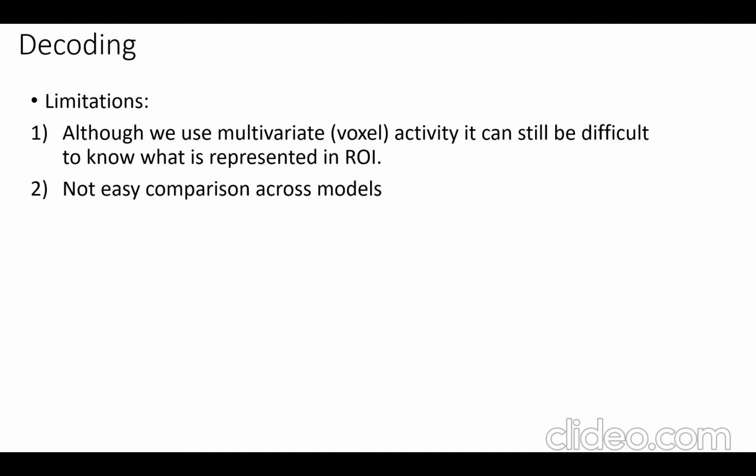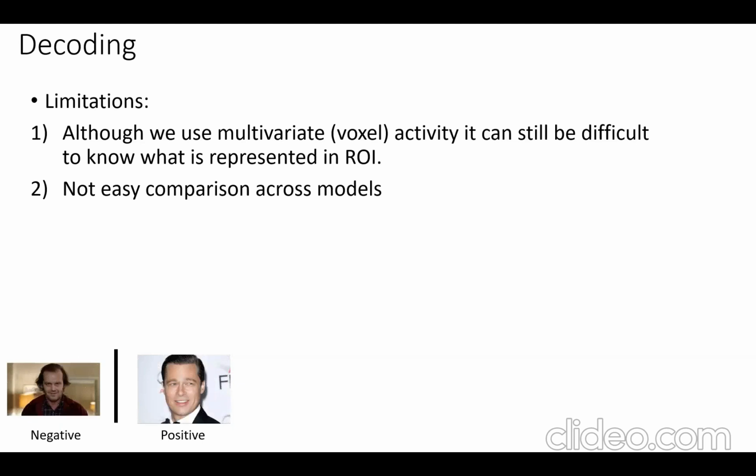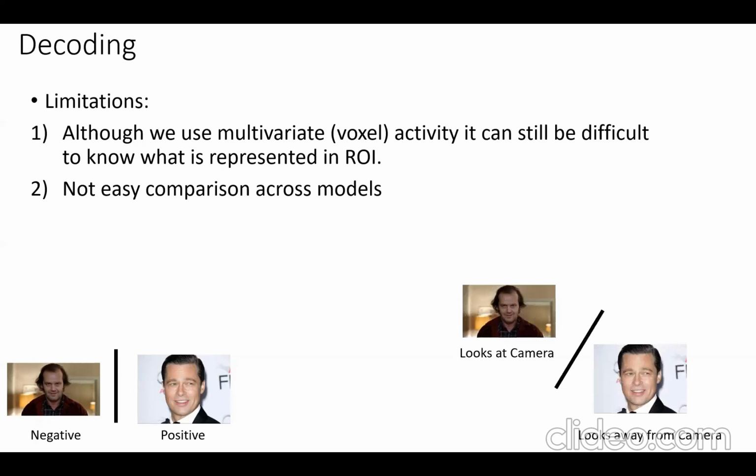So going back to the Jack Nicholson example, it might be the case that our decoding model really captures the information that we care about, such as this is a negative emotional state, and this is a positive emotional state. But it is also the case that we basically don't know what the decoder is using to do the classification accurately. It might also be the case that it just does, well, Jack Nicholson is looking at the camera, Brad Pitt is not looking at the camera, and this is the feature it is basing the classification on. And it could be, as you can see, 100% accurate based on this type of stimuli.